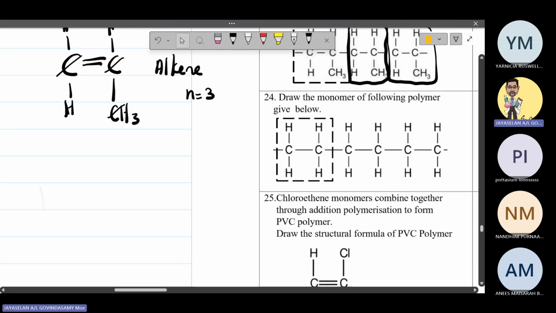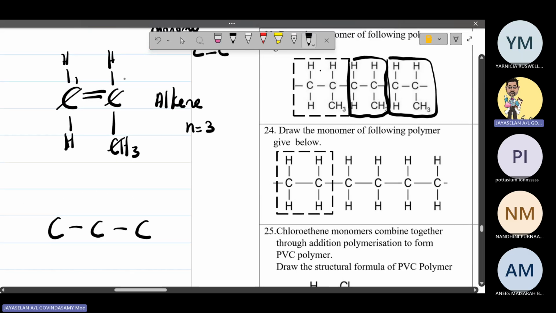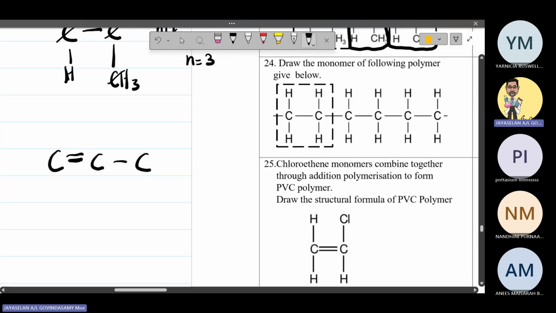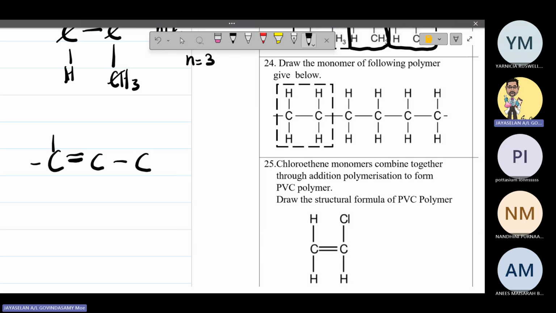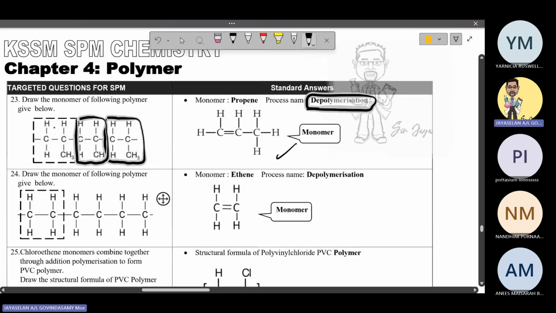So 3 carbon, 1, 2, 3. After that, this is carbon 1, carbon 2, right? After carbon 1, double bond. And please remember, carbon must have 4 bonding. So 1, 2, 3, 4. So this is the structural formula. What is the name of this monomer? N is 3, right? So the answer is propene. So I already drew here. You guys need to practice only. Any question? Propene can come out, very famous.